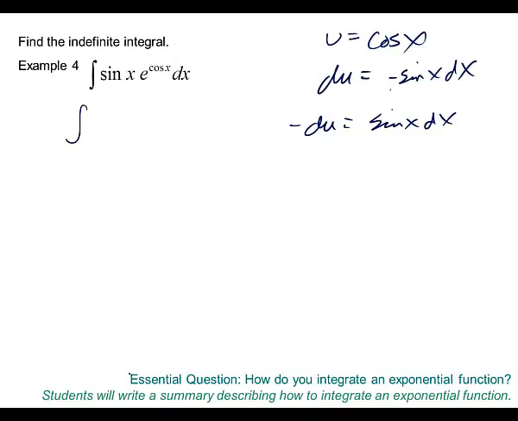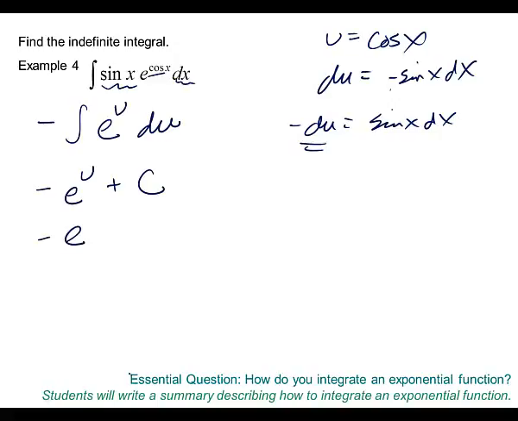All right, let's sub in. So for the cosine x, I'm putting in what? u. And then for the sine x dx, I'm putting in negative du. So when we integrate e to the u, we get negative e to the u plus c. And for the u part, I am subbing in what? Cosine x plus c.